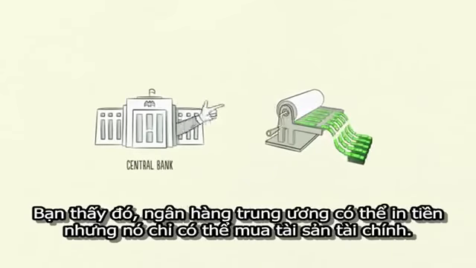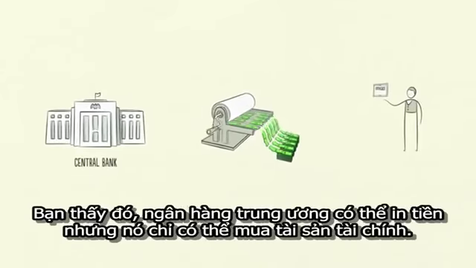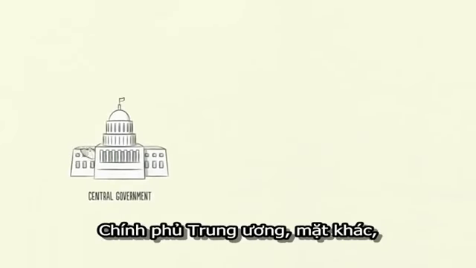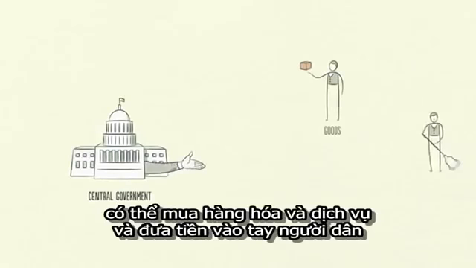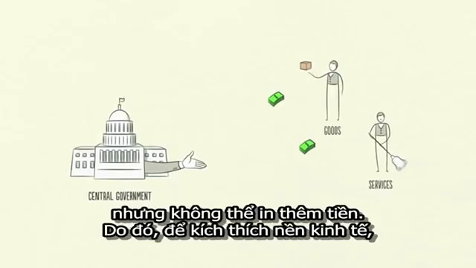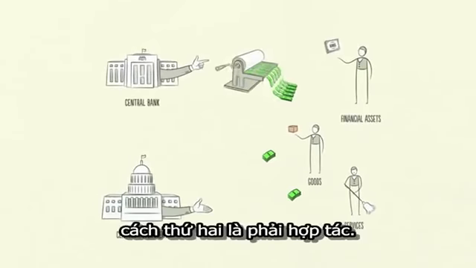You see, the central bank can print money, but it can only buy financial assets. The central government, on the other hand, can buy goods and services and put money in the hands of the people, but it can't print money. So in order to stimulate the economy, the two must cooperate.